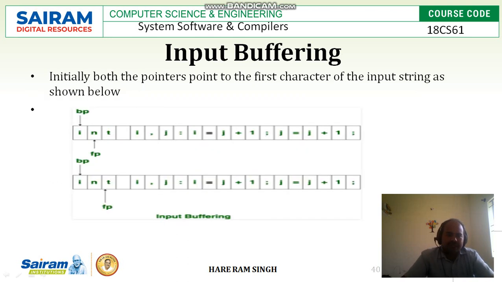So once FP encounters the blank space, int will be considered as one lexeme, and then FP will move to the next character, I, and BP will also move to the next character immediately after the blank space. Again, BP and FP will start indicating the same character, that is I.